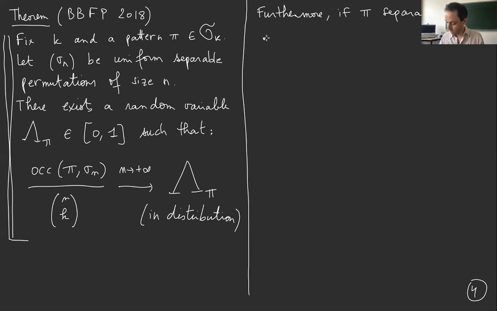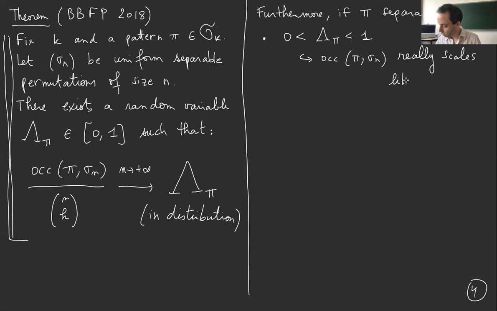Well, lambda pi is strictly between 0 and 1, which means that the number of occurrences of pi in sigma n really scales like n choose k. And n choose k is about n to the k over k factorial. Okay?